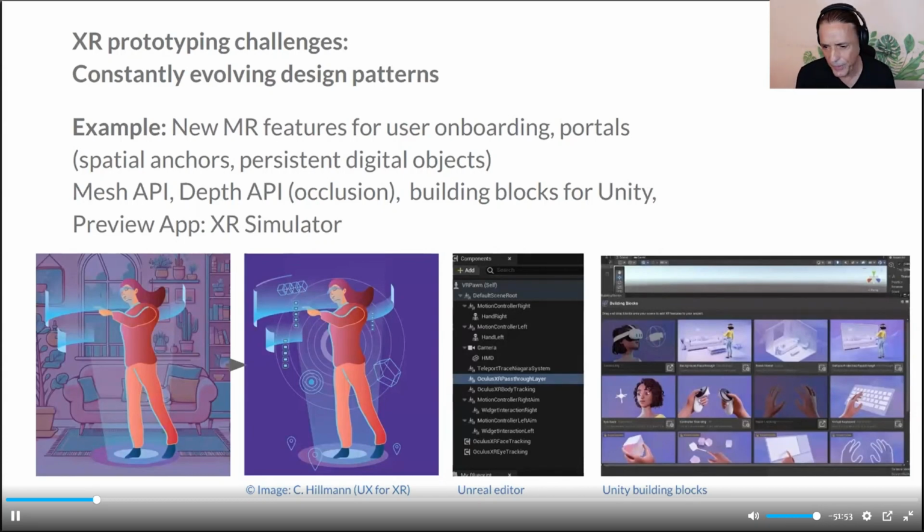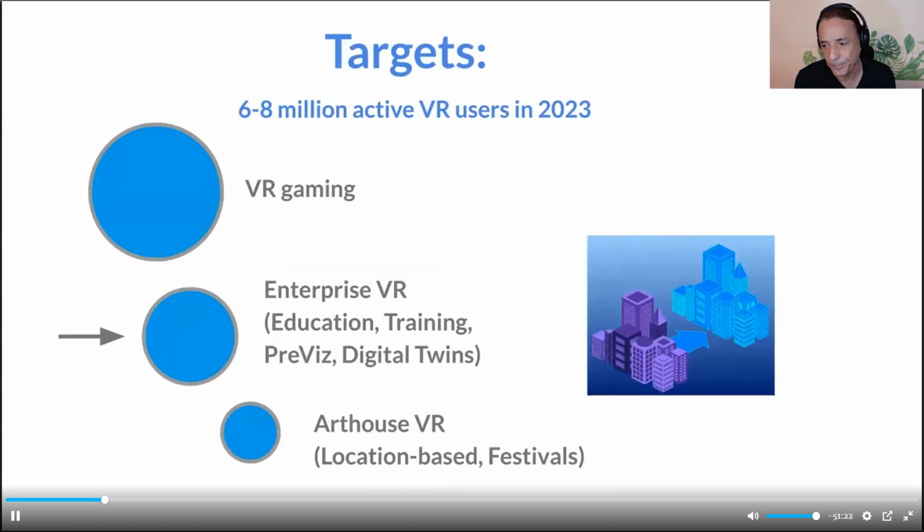But as designers, we need to figure out how do we implement it? How do we test it? We have new things thrown at us, Mesh API, Depth API with occlusion. And again, luckily there are tools. There's a screenshot down here from the Unreal editor. It's easy to implement, and Unity has some new building blocks that make it easy. But these are just examples of the challenges we're facing in a constantly changing environment. And for a moment, I want to look at the targets, what we actually do, who we are designing for.